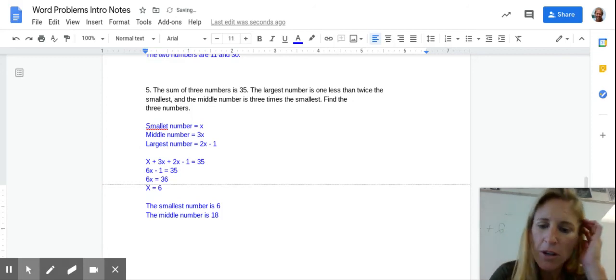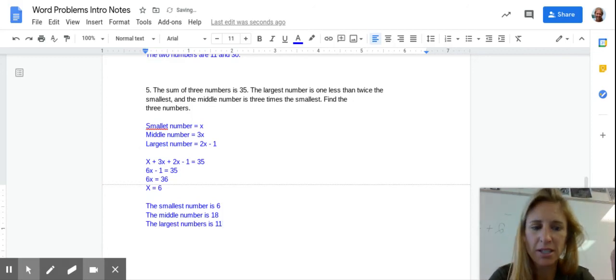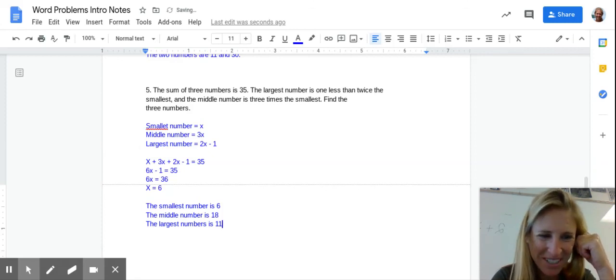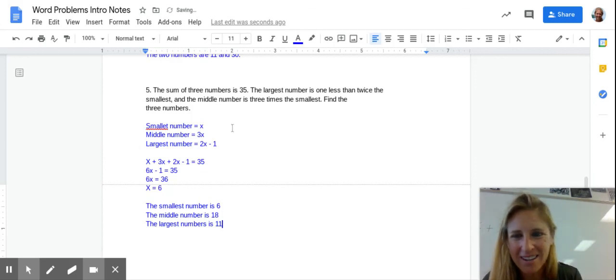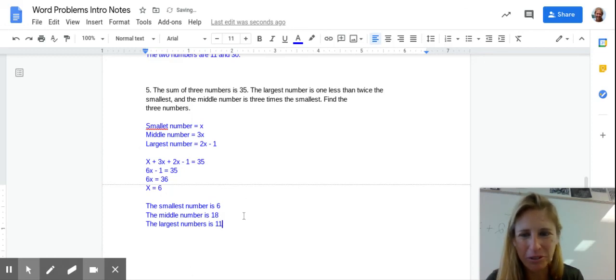And the largest number is 12 minus 1, 11. Okay, so the smallest is 6, the middle is 18, the largest is 11. Oh, that didn't work out at all, did it? Oh my gosh, isn't that weird? That's a weird problem that didn't really work. I had made this one up earlier, but I didn't check it. Look, it's weird. The larger number is smaller than the middle. That means the whole thing went kind of kablooey and didn't work out, but the process would still be the same.